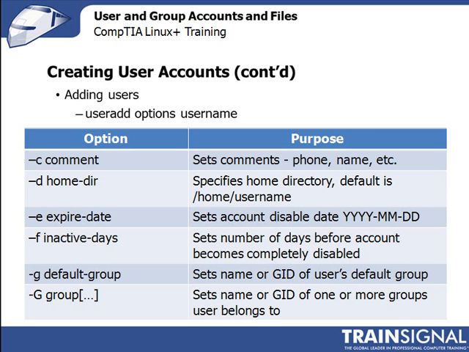Now the default is usually /home followed by username, but with this option you can set it to something different. -e sets the date that the account should be disabled in the format 4 characters for year, 2 for month, and 2 for date. -f for inactive days sets the number of days before an account becomes completely disabled. -g, lowercase g, for default group sets the name or group ID of the user's default group.